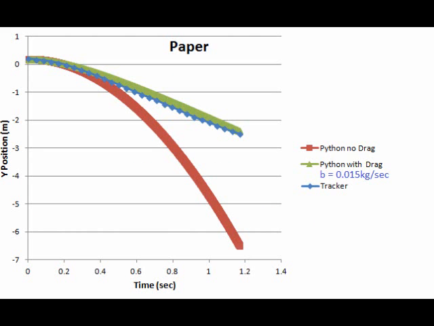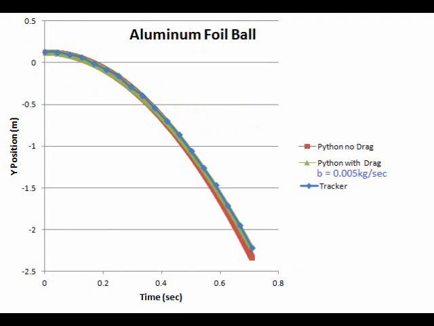Here is the graph of the outputted data from both models and the video for the paper. As you can see, the model with drag, while not a perfect fit, is a good fit for the data taken from the video. One reason the model may not be a perfect fit is that the paper did not fall completely in a straight line. It twisted and veered to the left a little bit. However, since it is a good fit, we can conclude that F net equals the force of gravity plus the force of drag is an accurate model for the falling paper.